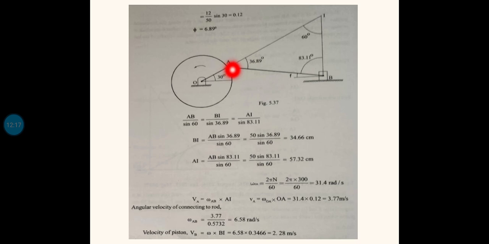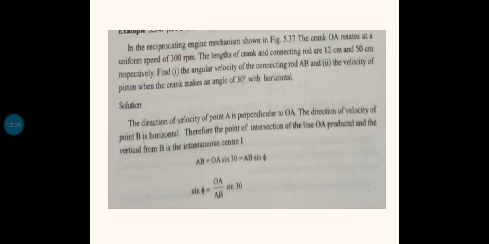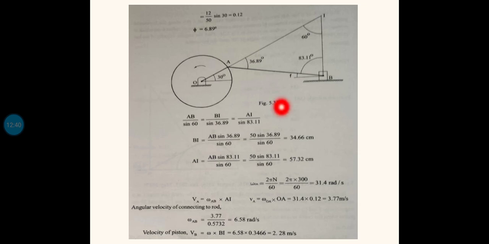OA is known, but the sine phi value is not known. AB is known, 30 is known. So from this equation we can calculate the value of phi. This equation is OA by sine phi equals AB by sine 30. That is the application of the sine rule. From that you get sine phi equals OA by AB into sine 30. Now substituting, you will get phi equal to 6.89 degrees. This small angle is 6.89 degrees.